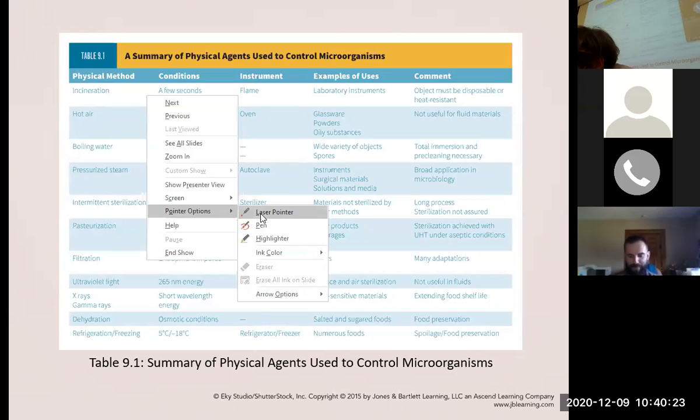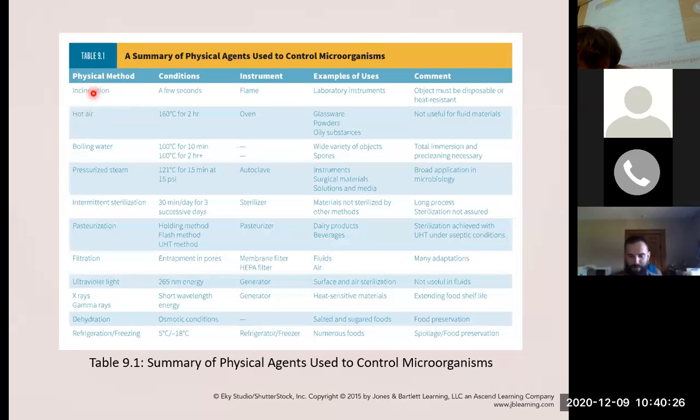Pointer option, laser pointer. Out of this slide, incineration, you are going to use a flame in lab, that's important. Pressurized steam with an autoclave, also important for lab. And then pasteurization, just because the foods that we eat are pasteurized. So I'm saying that you all will see these in the future, so I think it's worth learning about it now, just for your education's sake. Things like UV, X-rays, gamma rays, they're important, otherwise I wouldn't make you learn about it. But what I'm saying here is that incineration, pressurized steam, and pasteurization are things you will see over and over again throughout the semester.